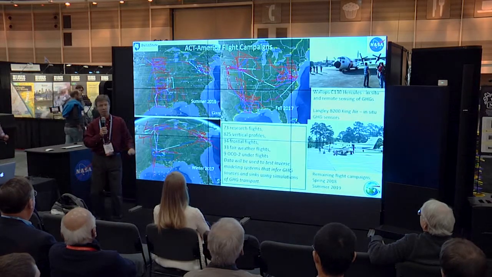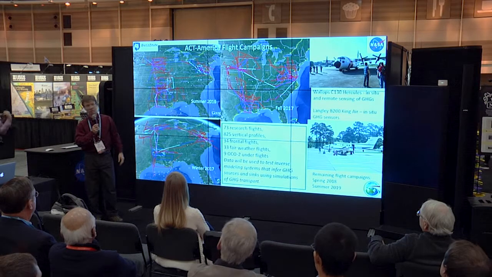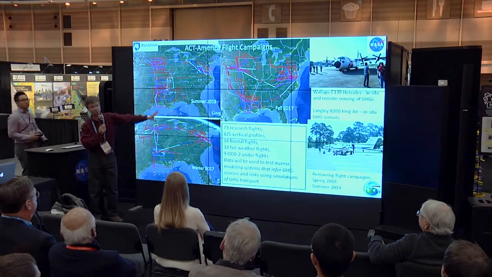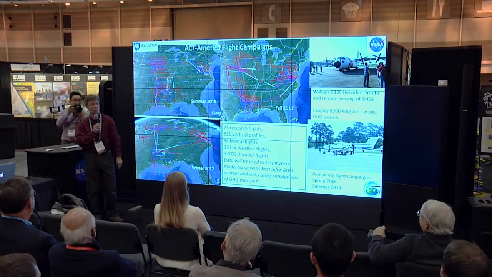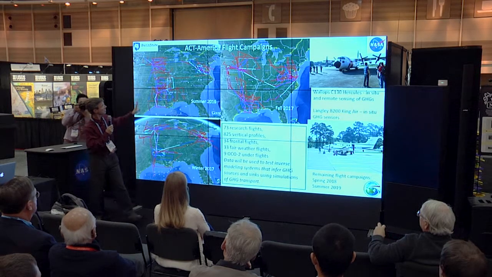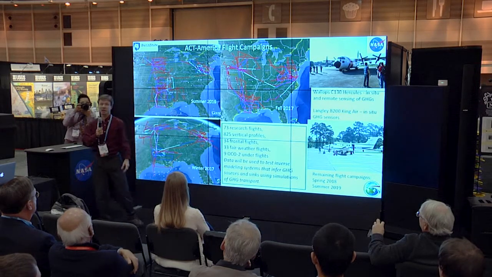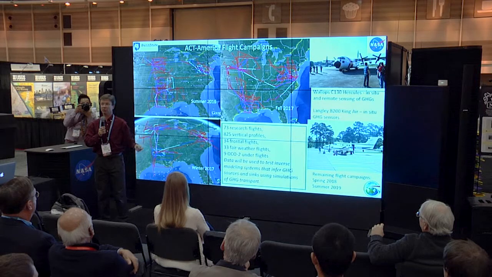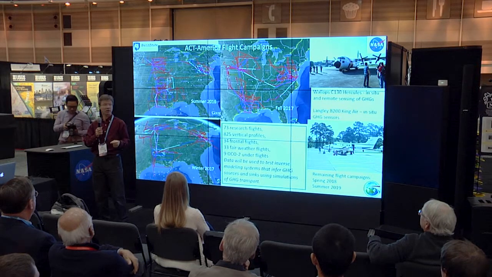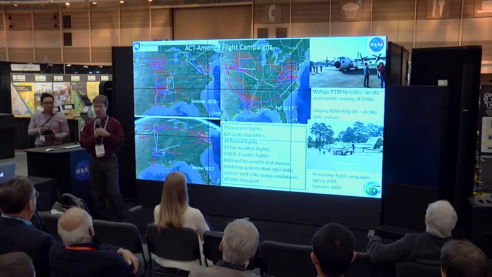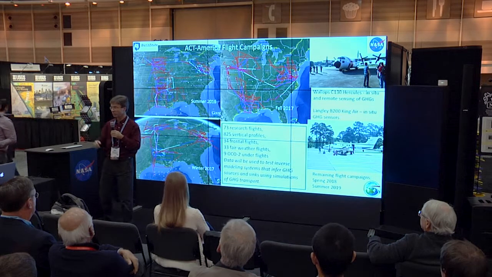So we have flown 73 research flights in 3 different seasons. We have 2 more campaigns to go across the whole eastern United States, which, as you saw, was a hotspot for both weather and sources and sinks of greenhouse gases. So that's why we're flying in this location. What have we learned so far?